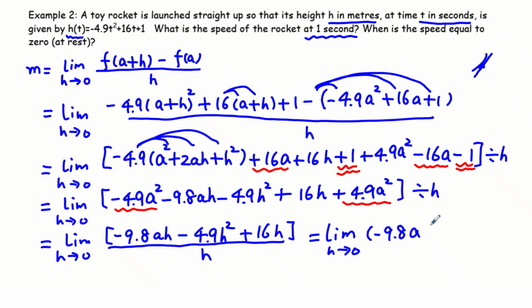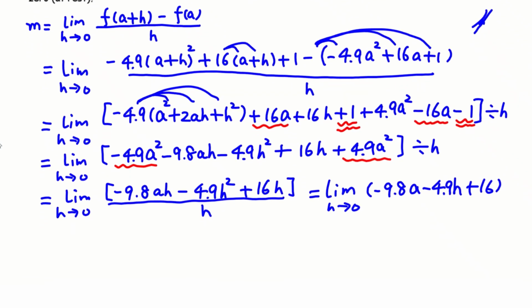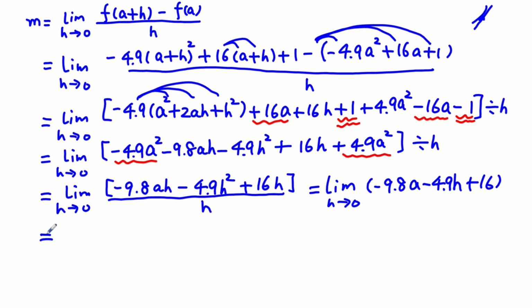Then the second term, minus 4.9 h squared divided by h. 2 minus 1 gives you 1, so 1h left. 16h divided by h: 1 minus 1 degree cancels out to 0, so no h left, plus 16. And from here you will see you don't have the h in the denominator. We could just sub in h equals 0 now.